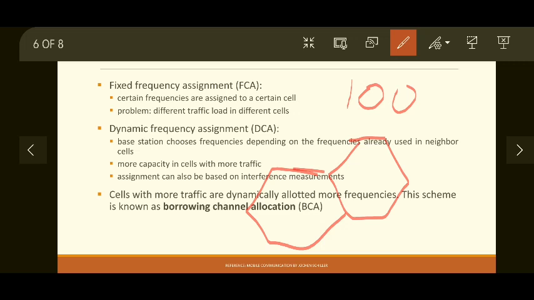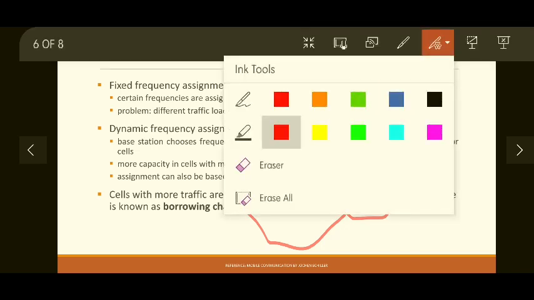This allocation can also be based on interference levels. Sometimes the countryside will require more frequencies because of interference levels due to obstacles. So dynamic channel allocation provides that flexibility also.